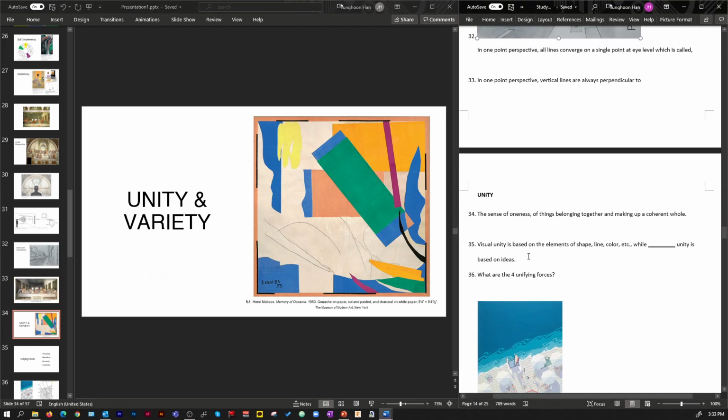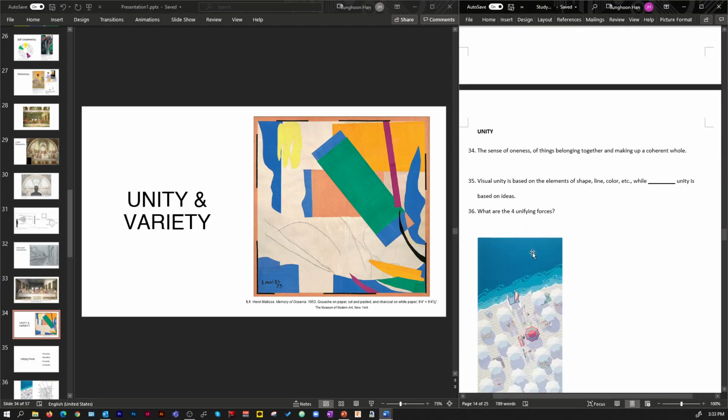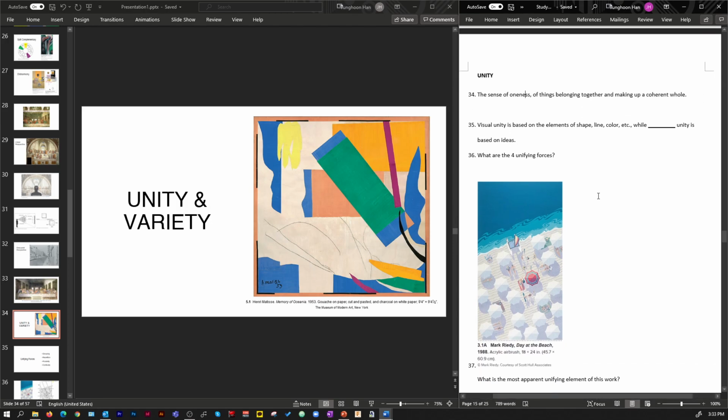And next, let's get to the principles of design. First is going to be unity: the sense of oneness of things belonging together and making up a coherent whole. Visual unity is based on elements of shape, line, color, etc., while conceptual unity is based on ideas. We talked about how conceptual unity can also be used.